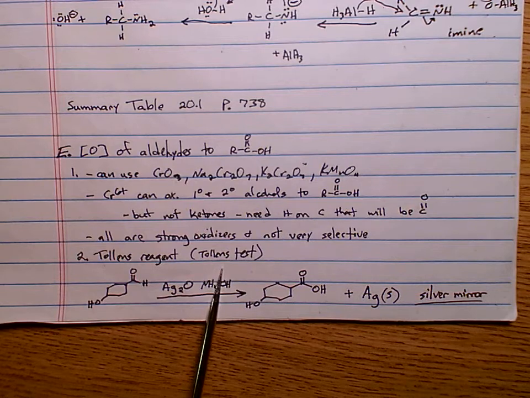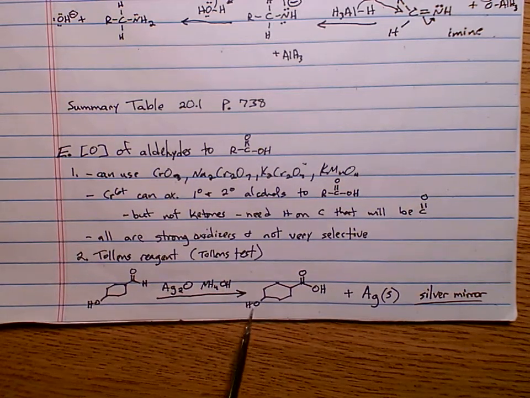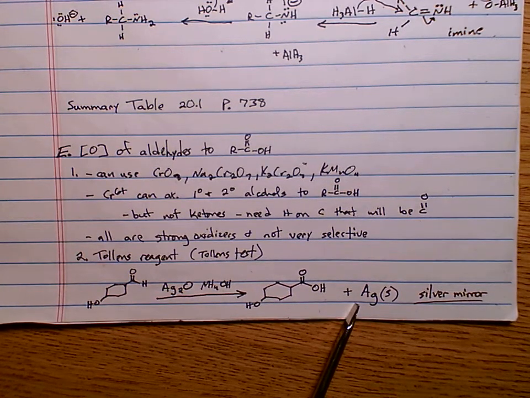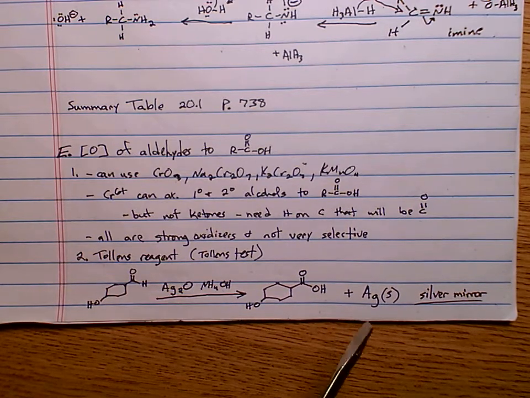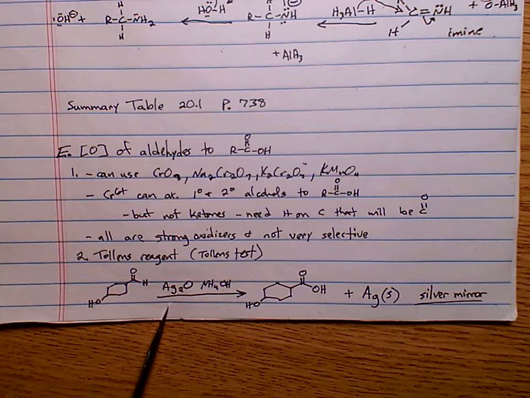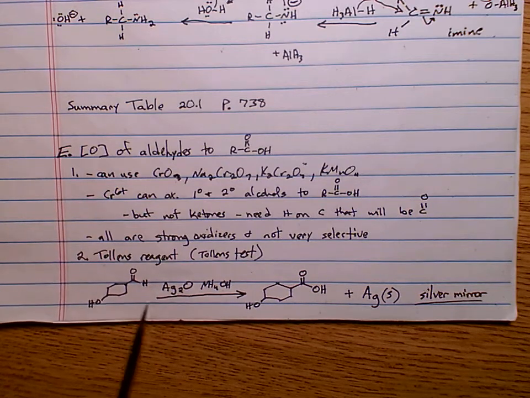And the reason it's so great is because the other product of the reaction is solid silver. And solid silver, if it's not attached to anything, is kind of a grayish, silverish color. And if it's in glassware, it forms a silver mirror on the glass. So this is just a fun and excellent way to tell if you have an aldehyde in your molecule.